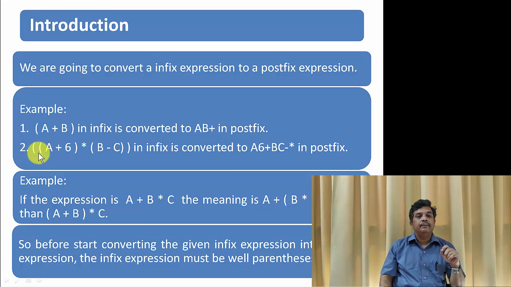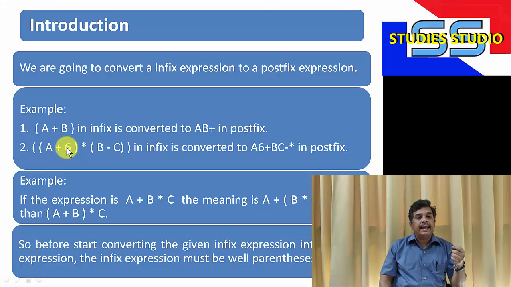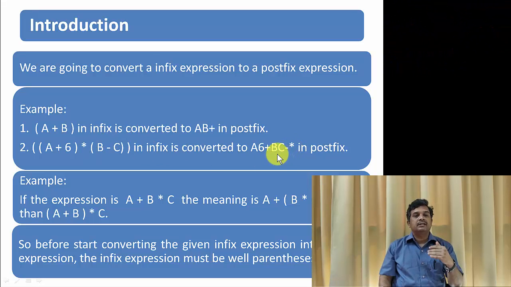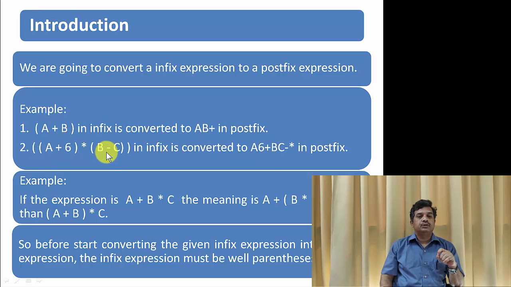Similarly, take one more example. A plus 6 star b minus c. It is an infix expression, and if I want to convert this to a postfix expression, I'll convert the bracket first. So it will become a 6 plus, then for this bracket I have to concentrate on b c minus, and after doing these brackets, I have to do this multiplication. So at last I have to write multiplication. So this is the required postfix expression for this infix expression.